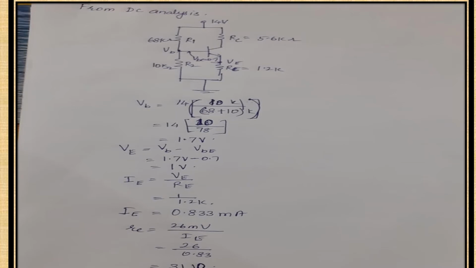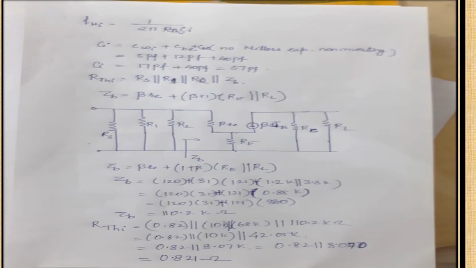So from DC analysis, we will find the value of RE, that is the relation of DC analysis and AC analysis. Because we need the parameter RE, we have to first do the DC analysis. And for finding RE, we need to find IE, which is done over here. Then for the cutoff frequency FHI, we have to find the input capacitance CI and RTHI. So CI is nothing but the whole combination of CWI, CBE and CBC.